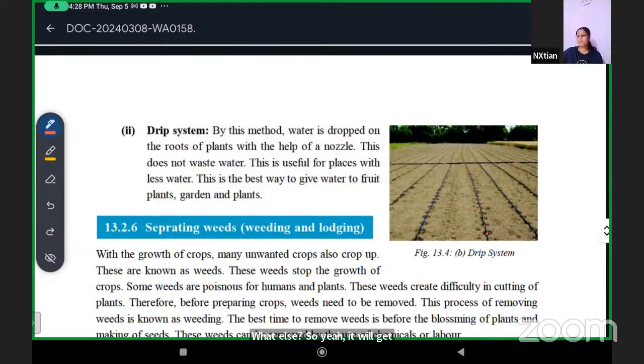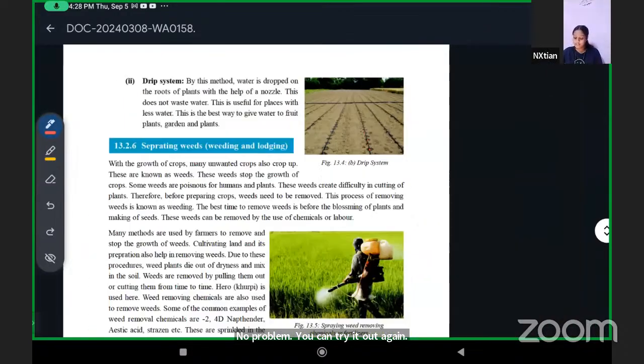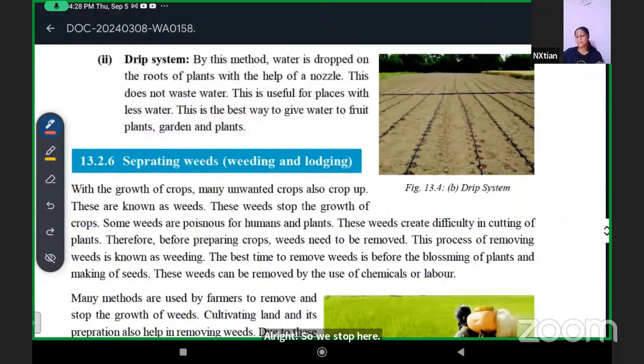Okay, no problem. You can try it out again. All right, so we stop here. Separating weeds, that is the weeding and lodging process, we'll study tomorrow. Okay. Monday is your teach back session. Yeah, the teach back session is on Monday.